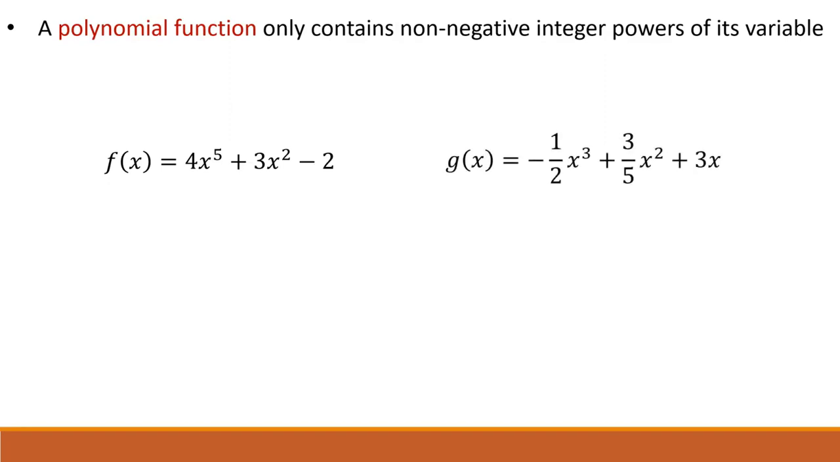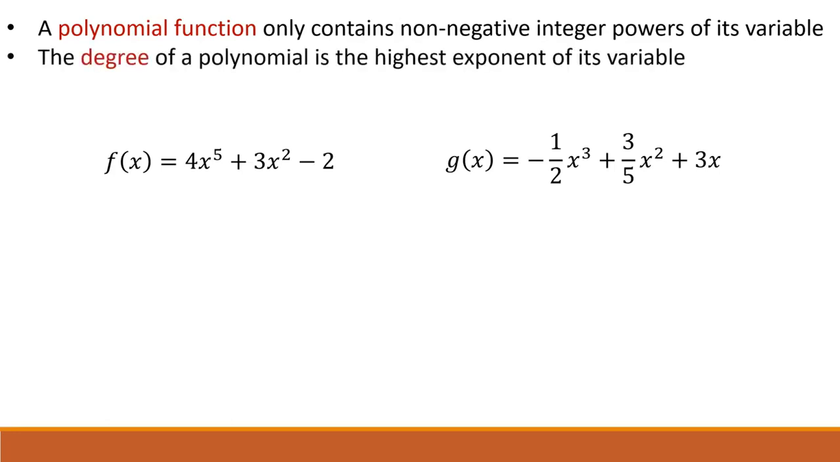This is another polynomial function. The powers we see on the variable are 3, 2, and an implied power of 1 on x, because x is x to the first.